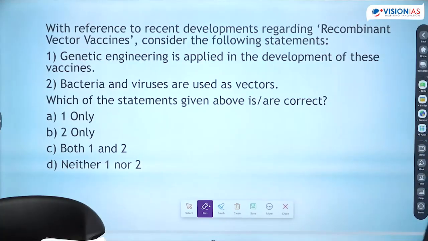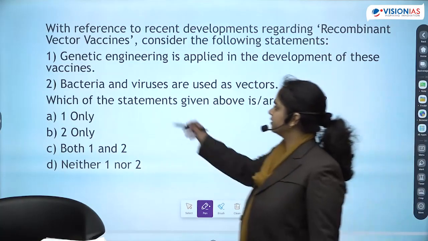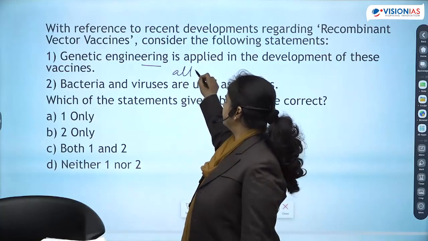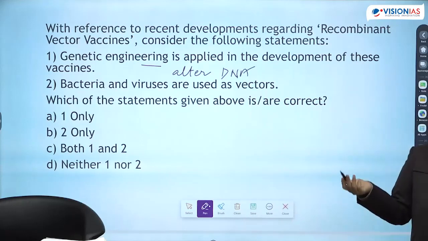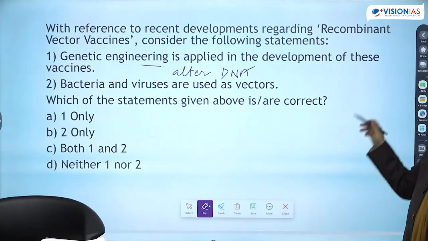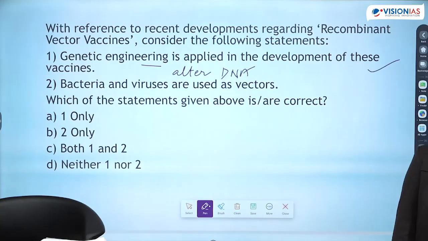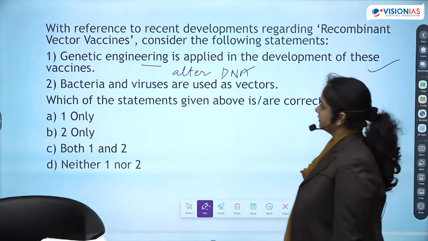So genetic engineering simply means that we are altering the genetic material, altering DNA. So yes, this does include some kind of alteration. So this is going to be correct.